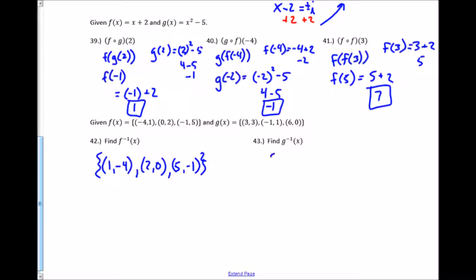I do the same thing with the g of x function. I switch the x and the y, so that gives me a 3, 3, a 1, negative 1, and a 0, 6. Okay?